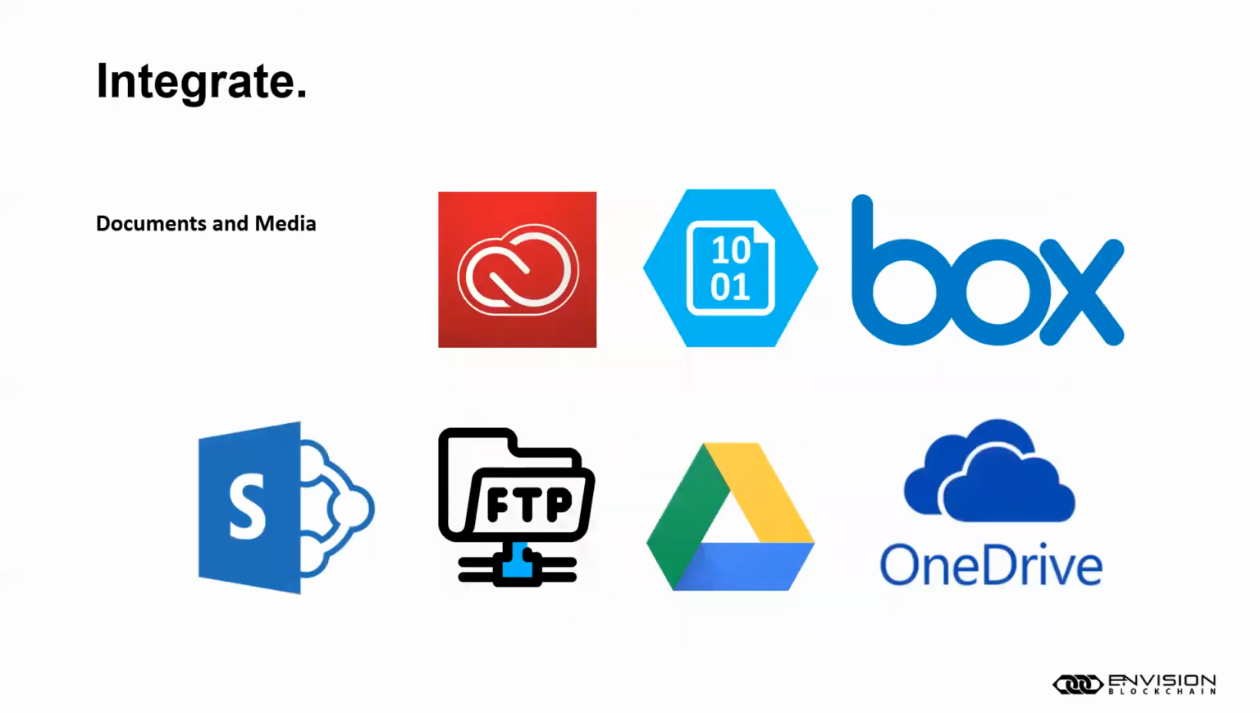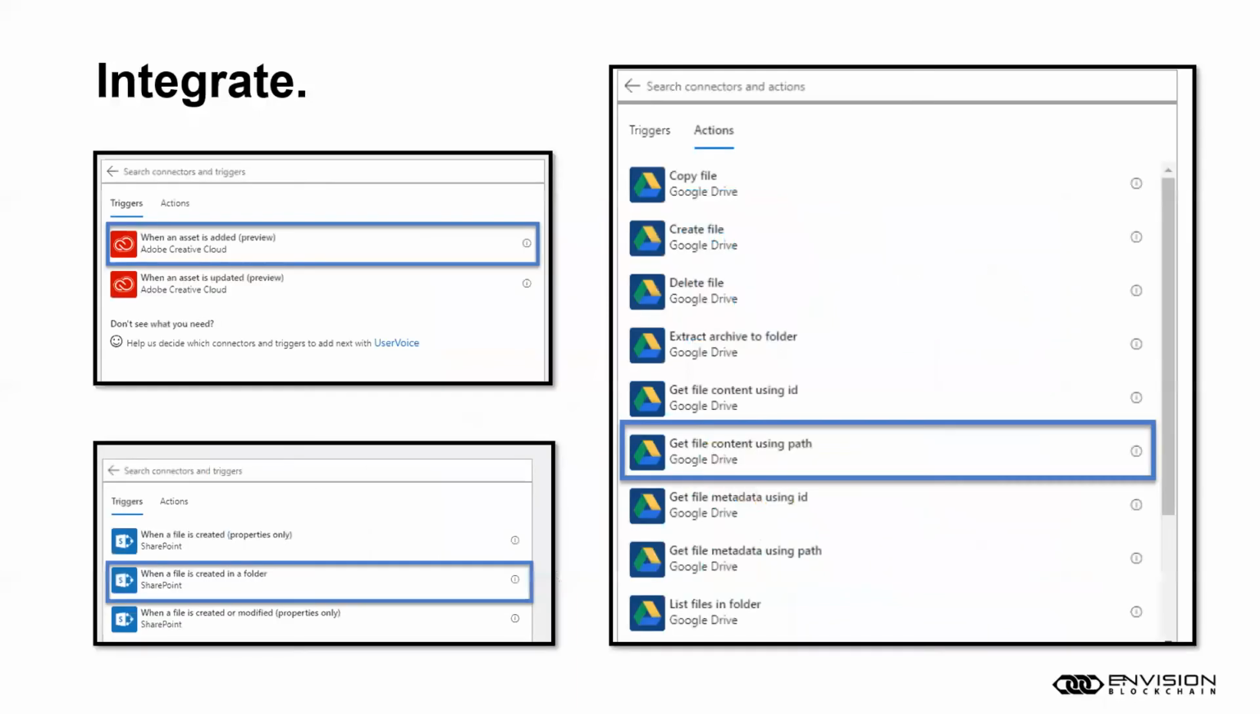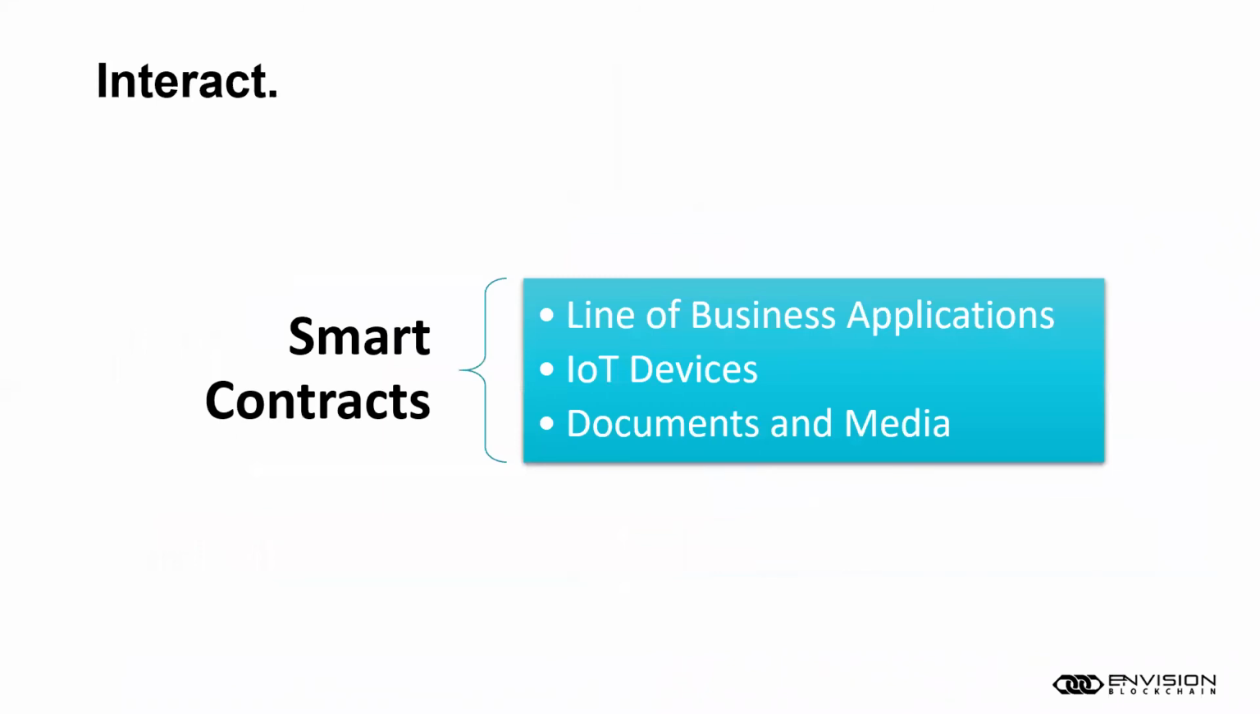So why is that important? It's because now we can integrate these different documents and media using SharePoint, using Adobe Cloud, using Azure, using Azure Storage, Google, OneDrive, Box, FTP file storage, right? And there's all sorts of different integration samples to really get you moving and really cut down on that integration cost. So when we interact with the smart contract, you can see that there's different components involved. We have line of business applications, we have IoT devices, we have documents and media.